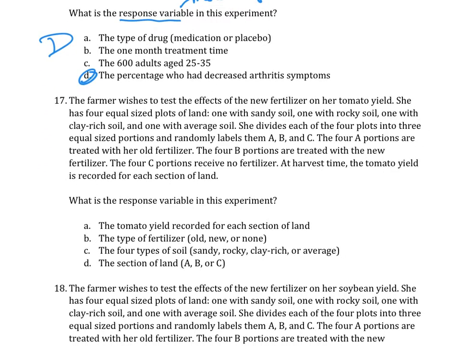And 17, here's our soil one again, this time with tomatoes. So we divide each of the 4 plots into 3 sections, A, B, and C. That all the A's get the old fertilizer, all the B's get the new fertilizer, and all the C's get no fertilizer. We want to know what is the response variable. Again, what are you measuring? In this case, the tomato yield is recorded. That's how you know it's the response variable, whatever you're recording. So tomato yield recorded for each section of the land. That'd be letter A.